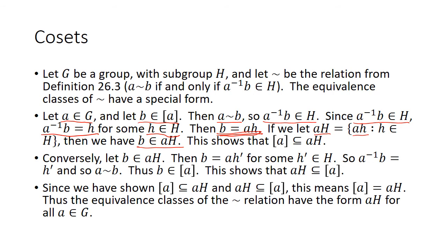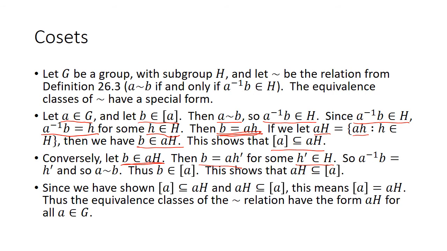That shows that the equivalence class of A, or bracket A, is a subset of AH, where that is just the set of multiplying A times everything that's in H. Okay, so conversely, if we think about trying to do the subset the other way around, let B be an element of this AH thing that we've defined. Then B is equal to Ah' for some h' in H. That's just how the set is defined. If B is going to be an element of AH, it must be A times some element of H.